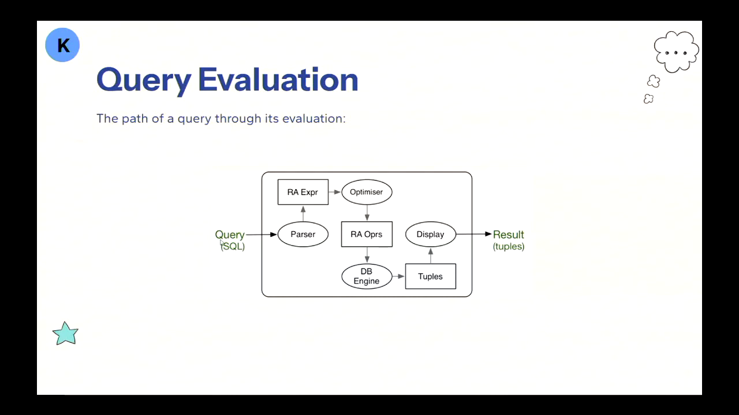So first, given a query in the form of SQL, it uses a parser to parse it into relational algebra expressions. And based on these relational algebra expressions, it will optimize them into the optimized form, and it will supply the optimized relational algebra operations to the DB engine to execute these operations. So this is what's happening inside.